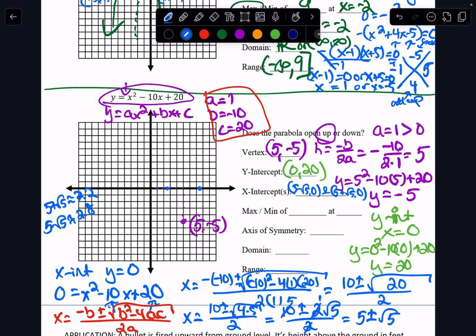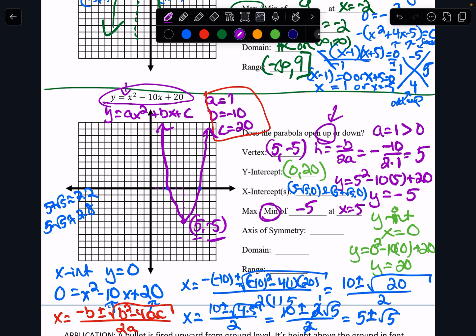Now, with these 3 points, we are actually able to graph it. So we can go from here and keep going up, and from this side, keep going up here also. Now, if we look at this parabola, we can see that it opens up like we already stated. So we have a minimum, and our minimum is the y value of the vertex, which is negative 5, and it is at x equals 5.